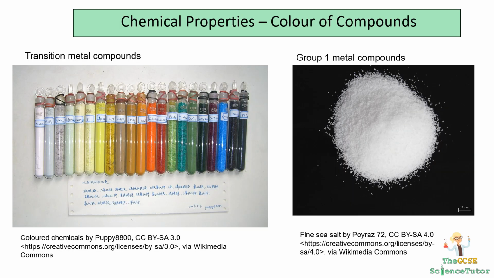Other chemical properties include the colour of their compounds. As can be seen on the left here, transition metal compounds are all very colourful. For example, iron chloride is a bright green, copper sulfate is a bright blue, whereas group 1 metals compounds are all white. For example, sodium chloride, which is table salt, is a white crystal. Other group 1 metal compounds are all white, and none of them are coloured.